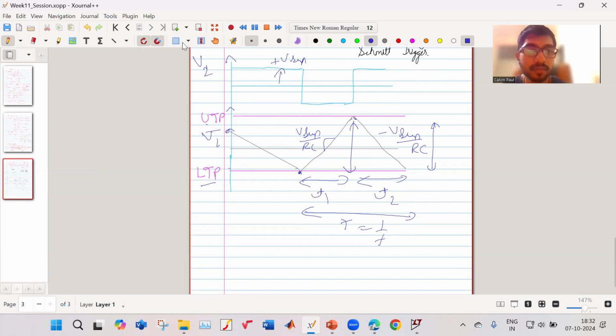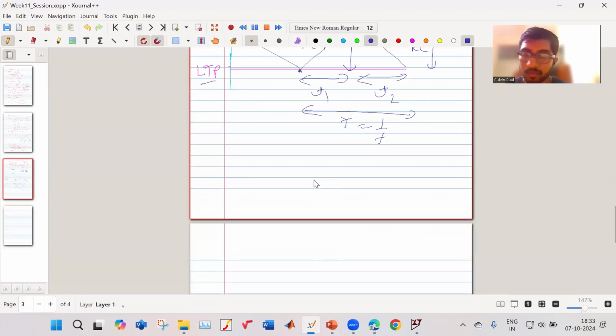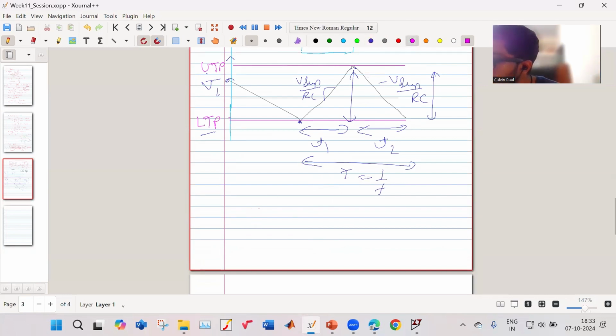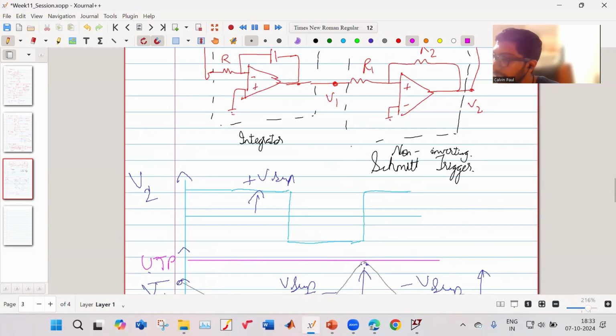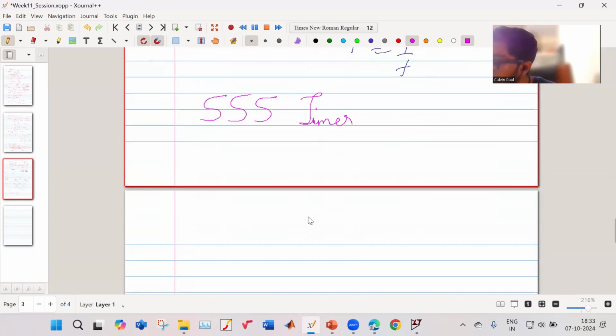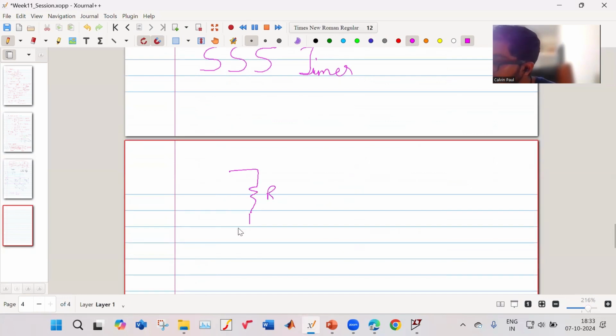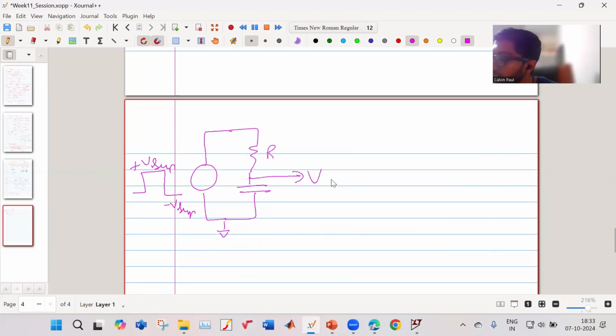Okay, so now we have to go for the 555 timer. So we have to look at the 555 internal circuit. Before we look at that, we must understand one thing. If instead of an integrator, we had an RC circuit. You have a resistor, you have a capacitor, connected to your ground. And over here, what do you have? You have a pulse. It is either plus V supply or minus V supply. So what is the voltage over here, please?